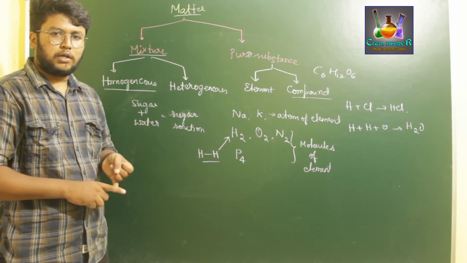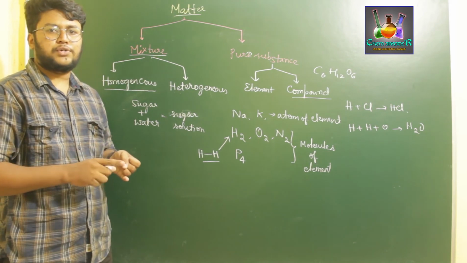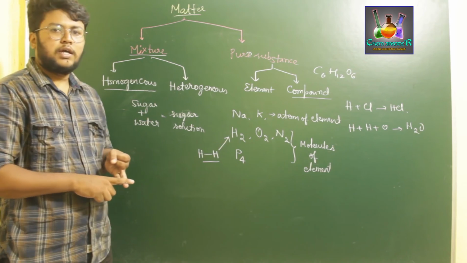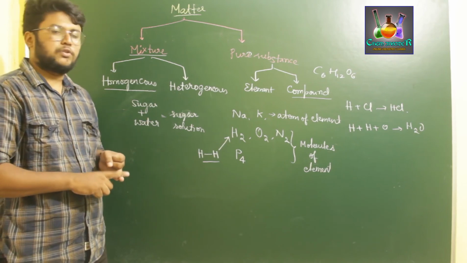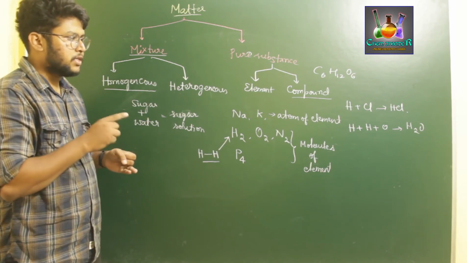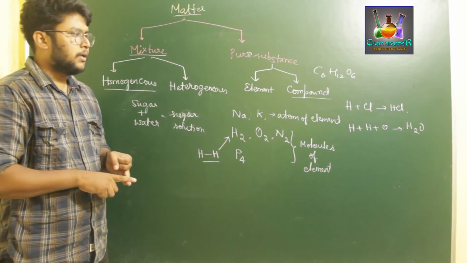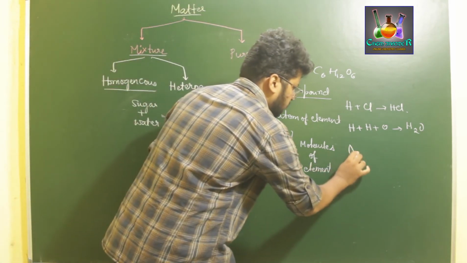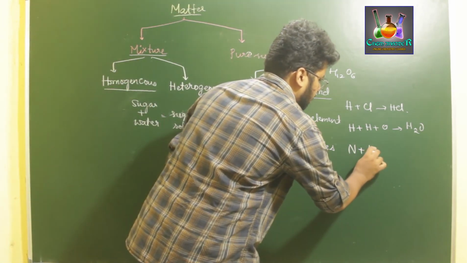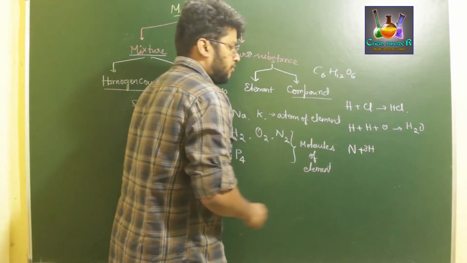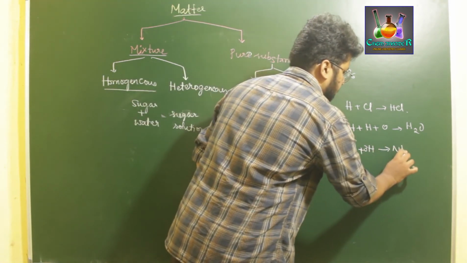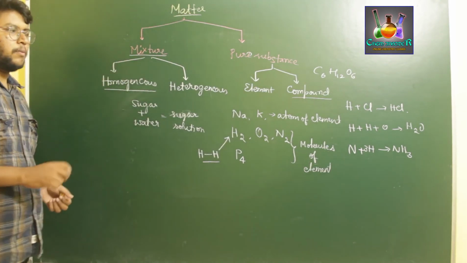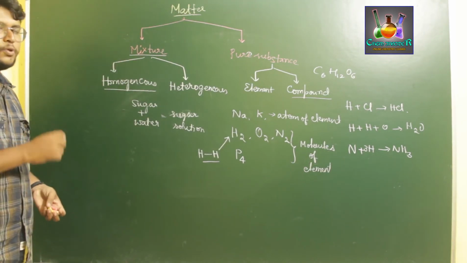That is, if you take water, it has a 2:1 ratio of hydrogen with respect to oxygen. That is, 2 atoms of hydrogen react with 1 atom of oxygen to form H2O. In case of HCl, 1 atom of hydrogen binds with 1 atom of chlorine. In case of ammonia, we use 1 atom of nitrogen and 3 atoms of hydrogen to form NH3. So clearly the fixed ratio of composition makes them a pure substance.